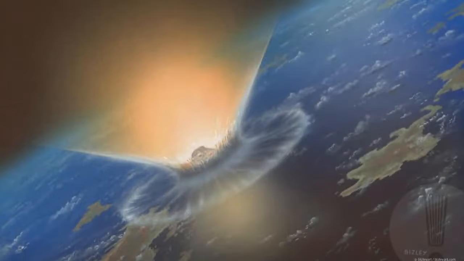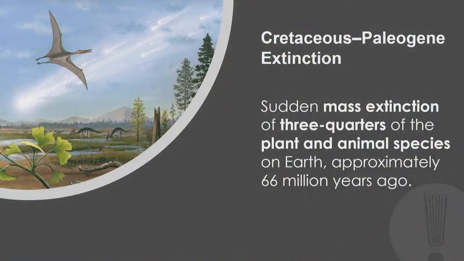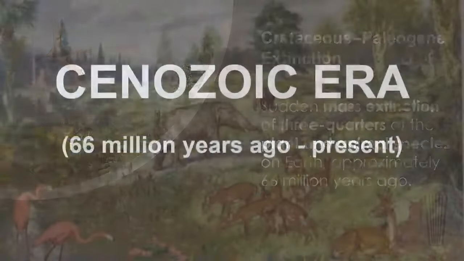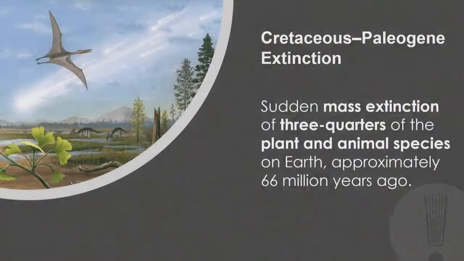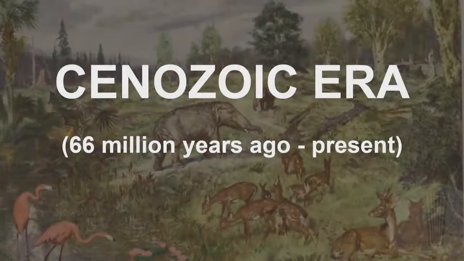And then the asteroid hit the Earth. Bam! And caused what's known as the Cretaceous-Paleogene extinction, a sudden mass extinction of three quarters of the plant and animal species on Earth approximately 66 million years ago. So this is what ended the Mesozoic era and began the Cenozoic era.